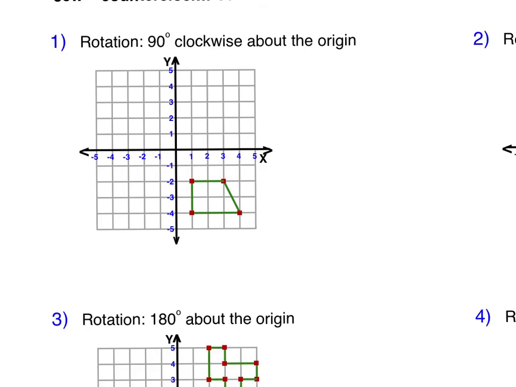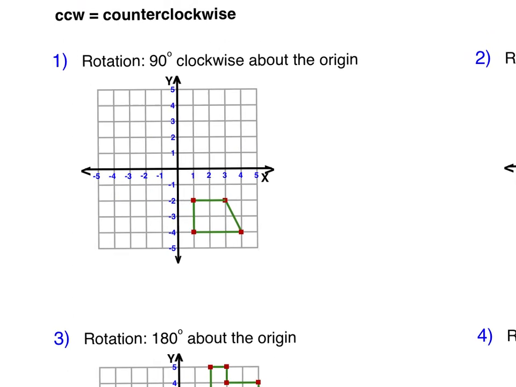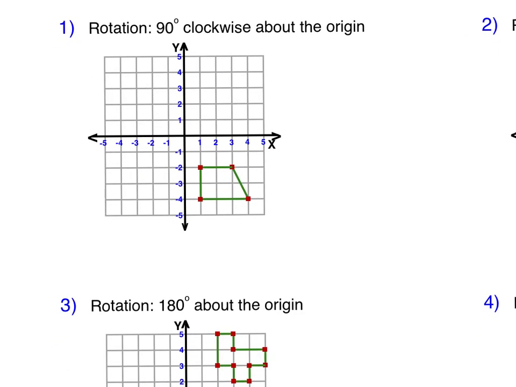Okay, so we're taking a look at rotations again. The first problem is telling us to rotate 90 degrees clockwise about the origin. If you take a look, all of your coordinates are positive x and negative y. In other words, the x value is positive, we're going to the right, and then the y value is negative, we're going down.